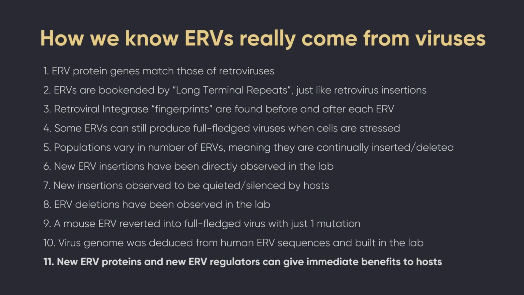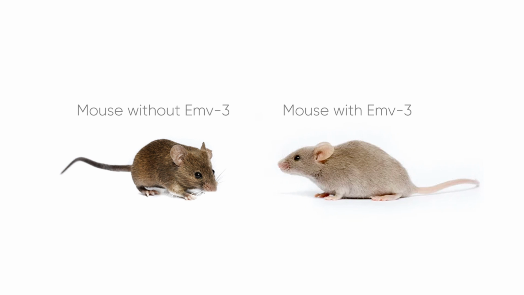Just what we need. More viruses. And then last but not least, new ERV proteins and new ERV regulators can give immediate benefits to hosts. And this answers the question that a lot of people have, why wouldn't natural selection just delete these things? Why is it that these things end up in our genomes? Well, it's because oftentimes they can be beneficial. And there are some really cool studies on this. Sometimes it's actually good to get a virus permanently stuck in your genome.